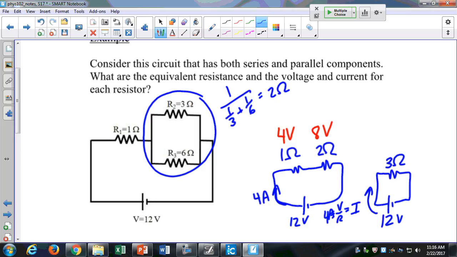However, I can also just look at the resistors. I know that these two numbers have to add up to 12. And I know that this one will have half the voltage of this one because the resistance is half the resistance of this one. So it has to be 4 and 8. Either way you want to do it is fine.